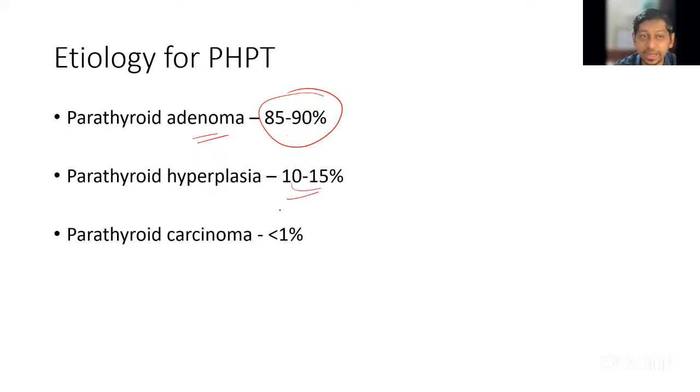Again, it may be secondary, or it may be a genetic disease like MEN syndrome. And of course, parathyroid carcinoma is very rare. It occurs only in 1% of patients. Usually you will have very high PTH levels and severe hypercalcemia, and in 50% you can have a palpable parathyroid gland.